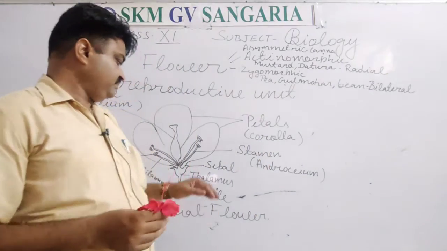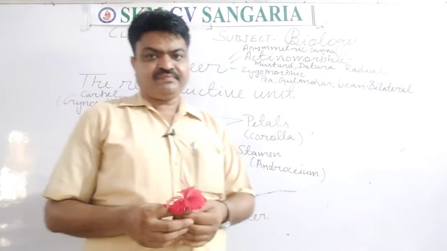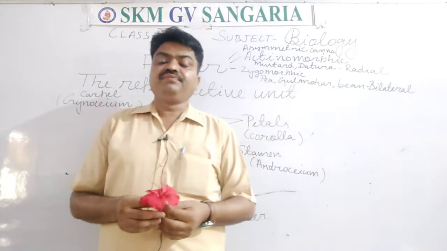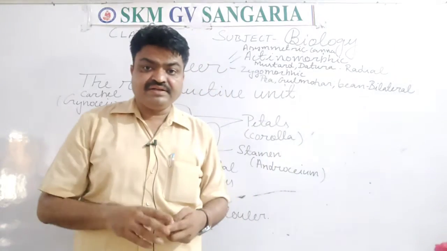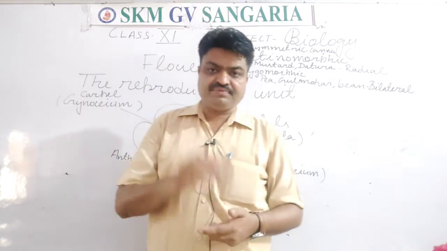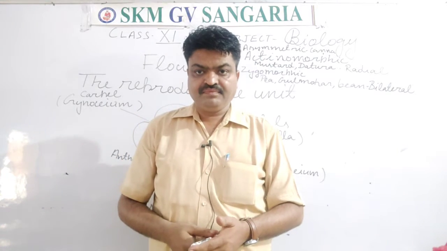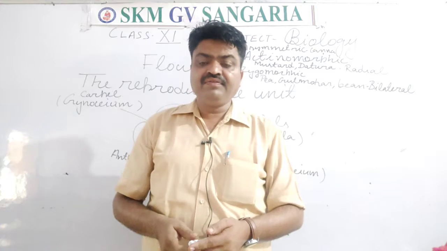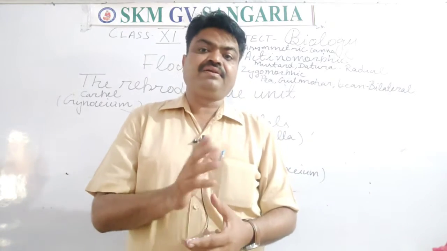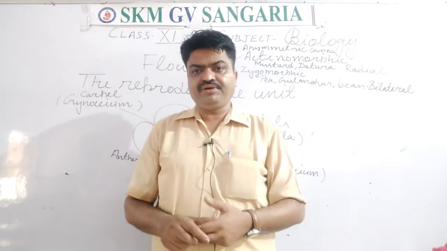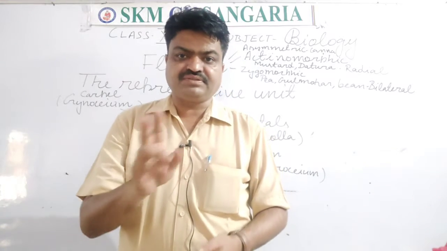It is the reproductive part of the flower, students. According to the presence of the reproductive part of the flower, we categorize flowers into two types: unisexual flowers and bisexual flowers. Unisexual flowers have a single type of reproductive organ, meaning either male or female reproductive organ, and those flowers are known as unisexual flowers.